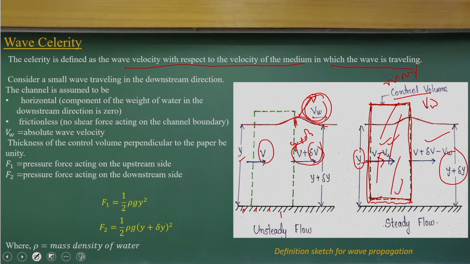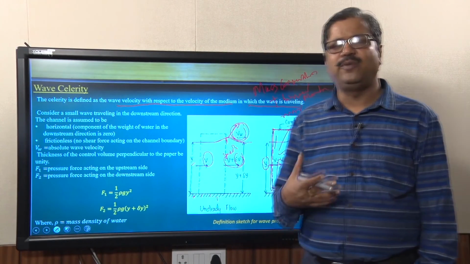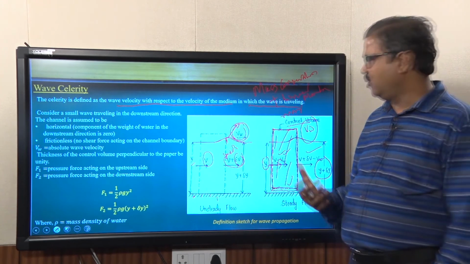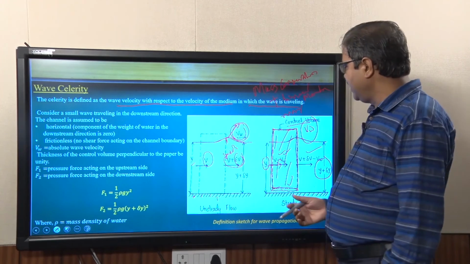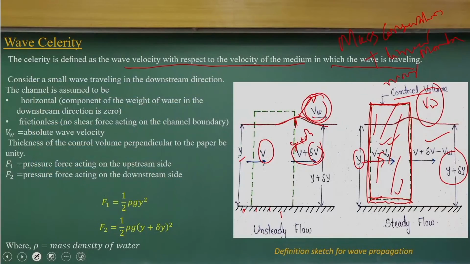For this control volume we apply mass conservation and linear momentum equations to know what the relationship is between Vw, V and y. That is the basic idea: whether we can establish the relationship between Vw and y. Here again we have considered a hydrostatic pressure distribution.